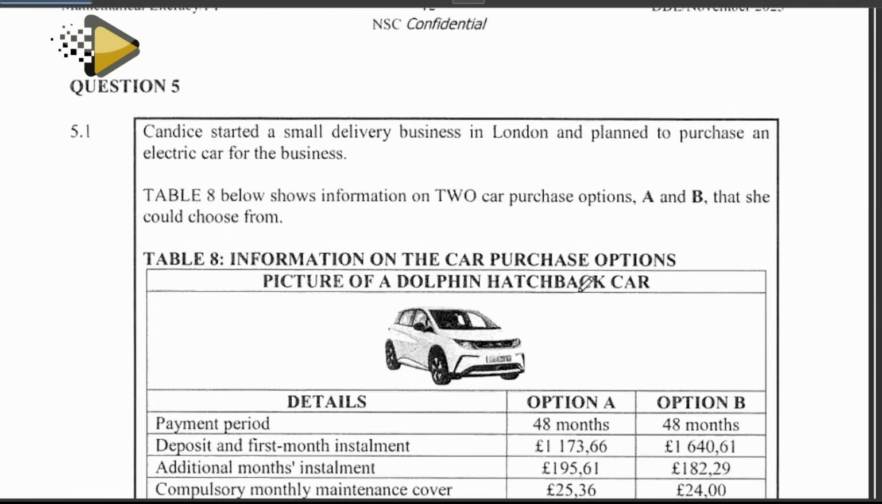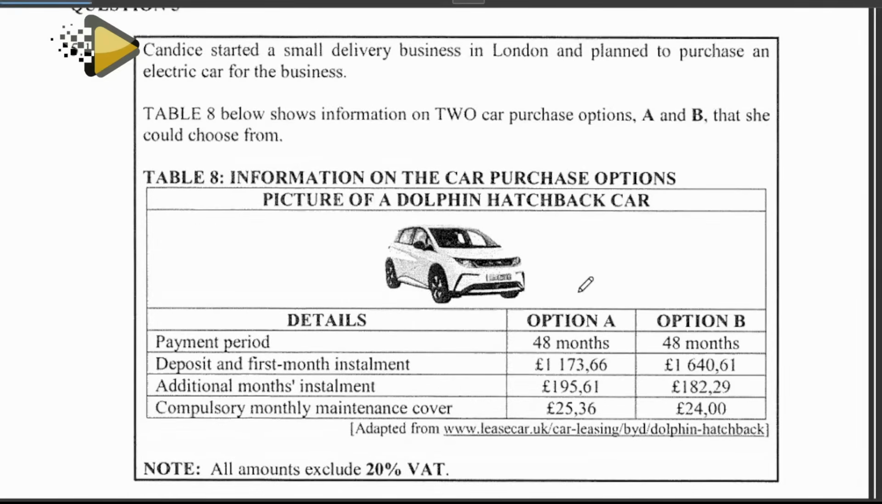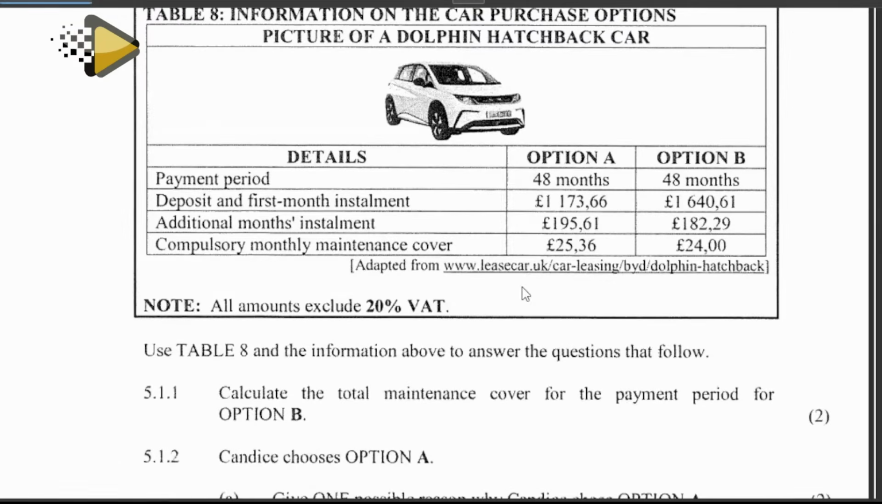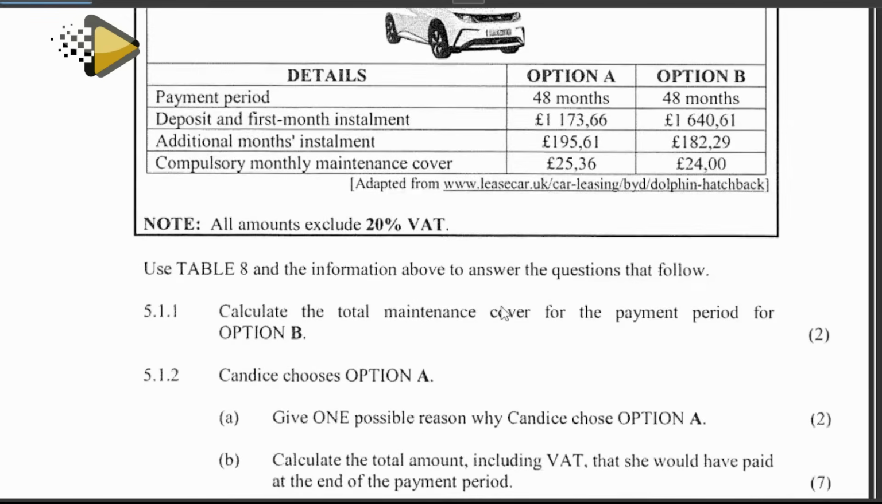Okay, that brings us to question number 5. Cassidy started a small delivery business in London and planned to purchase an electronic car for the business. Table 8 shows the information on 2 car purchase options, A and B, that she could choose from. The details are there. Option A, the payment period, both have for 48 months, which is 4 years. Then we have the deposit for the first month and installment. The month ending, it's there. Then the compulsory monthly pay, it's there. Take note, they have VAT. It's 20%. It's not 50.